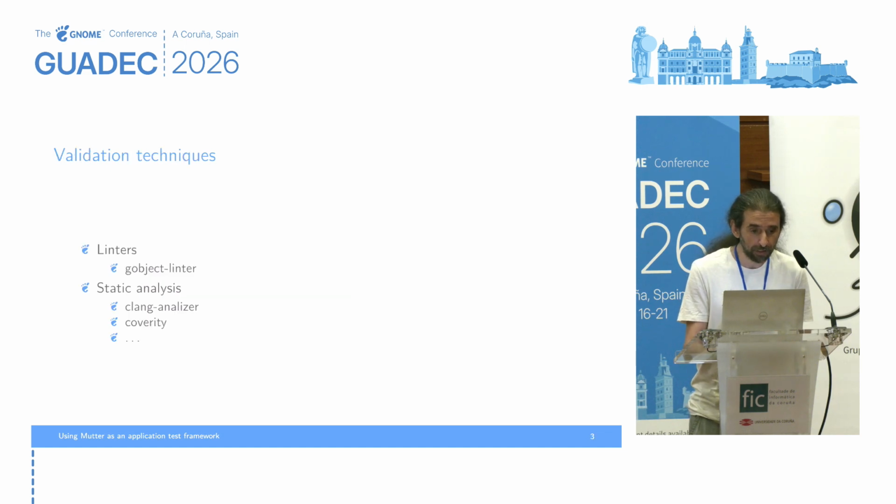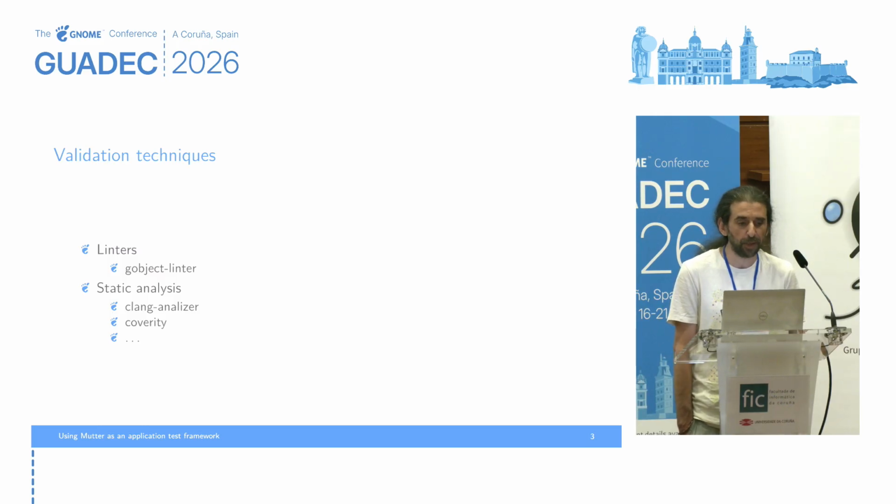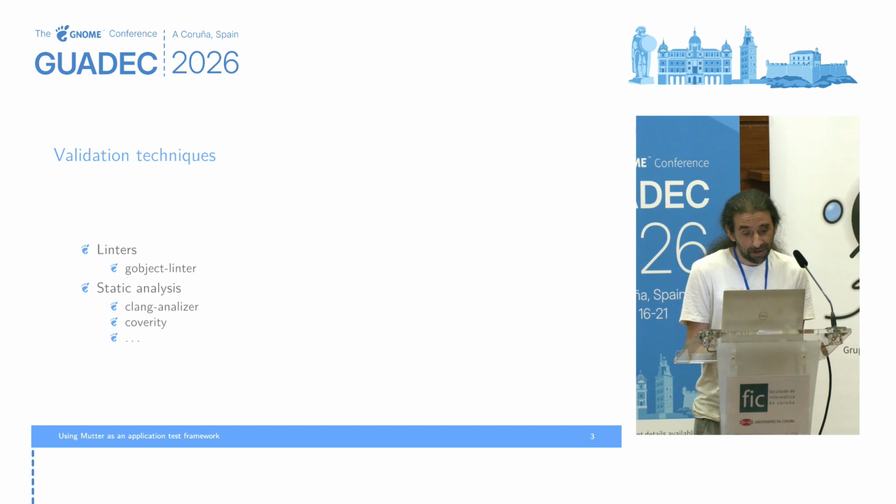For example, there are validation techniques that help ensure your code doesn't follow anti-patterns or does things as expected by the GLib libraries. And then there are also static analysis tools like Clang Analyzer and Coverity, if you want to go to proprietary solutions, and I'm sure a few others.